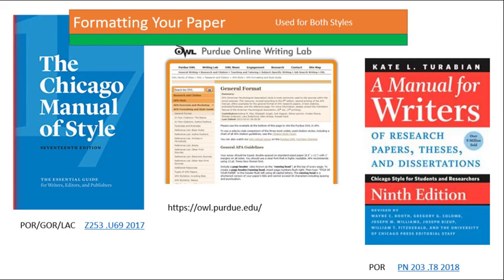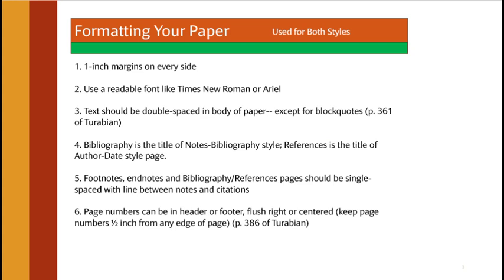The Chicago Manual of Style 17th edition, OWL Writing Lab, and A Manual for Writers of Research Papers, Theses, and Dissertations by Kate Turabian describe specific aspects of each style that should be consulted when questions are not addressed in this series on Chicago Manual of Style. Formatting a Chicago paper will have many aspects that are common to both styles. A list is provided here. Notice that slides will include the phrase both styles or the inclusion of both style names, Notes Bibliography style as well as Author Date style.